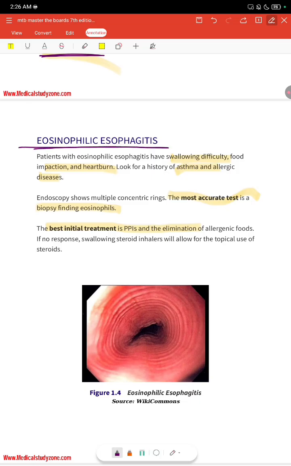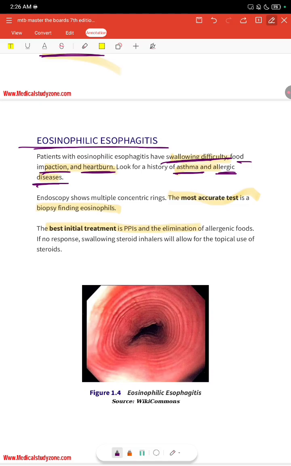Eosinophilic esophagitis. Patients with eosinophilic esophagitis have swallowing difficulty, food impaction, and heartburn. Look for a history of asthma and allergic diseases, because patients with such allergies tend to develop eosinophilic esophagitis.